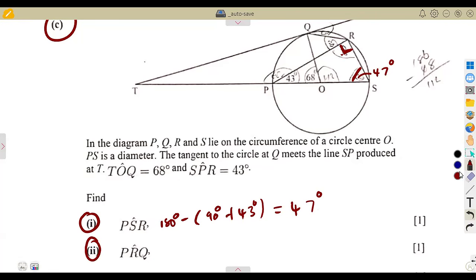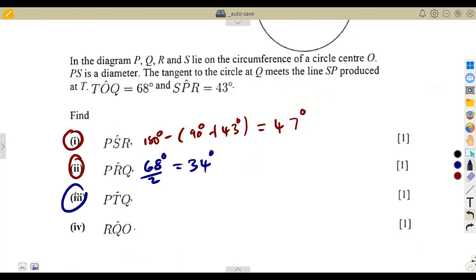PRQ, from P to R to Q, this angle that we are having here. Remember, this is the angle at the circumference. Consider this chord PQ. This chord subtends the angle at the center, and it also subtends angle R at the circumference. So R is half of this angle at the center. So just divide 68 divided by 2, which is 34 degrees. So that was going to be 34 degrees.